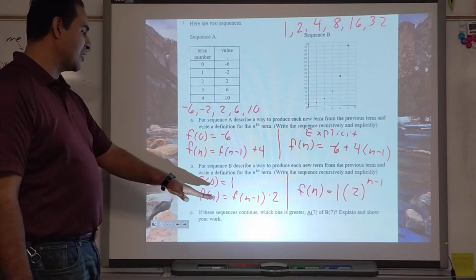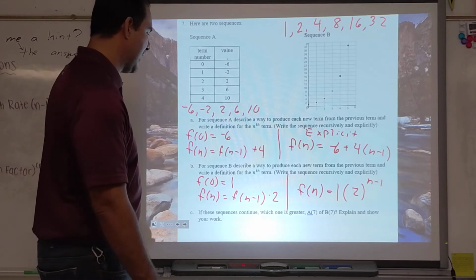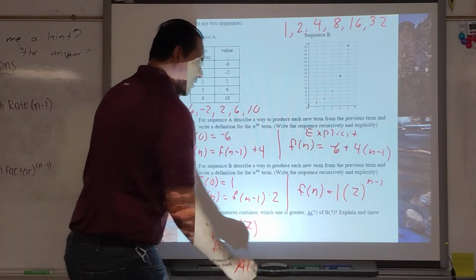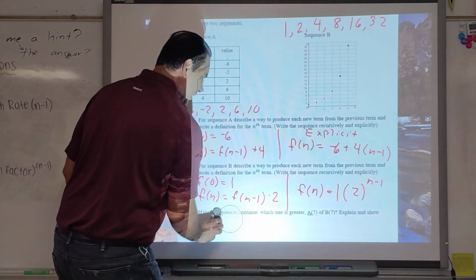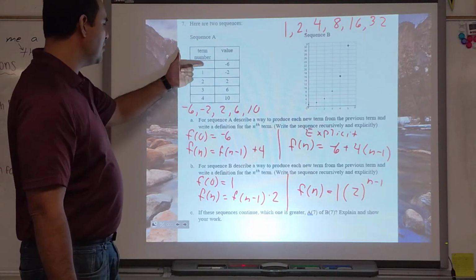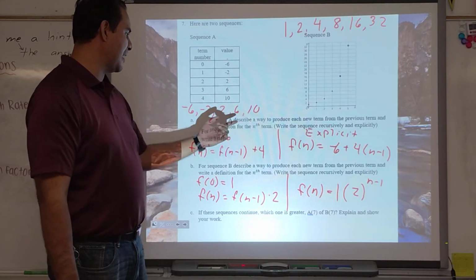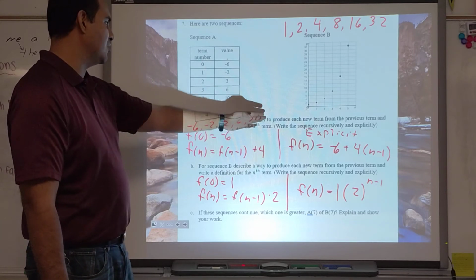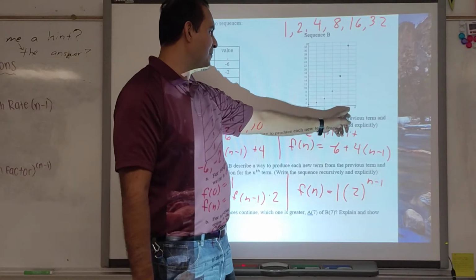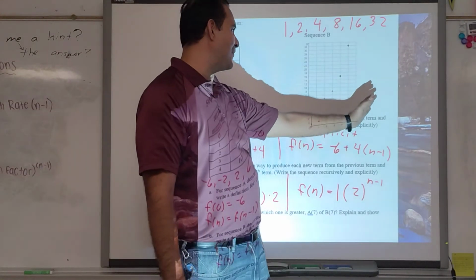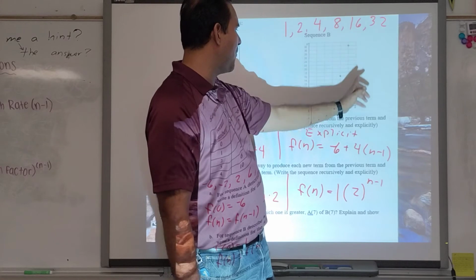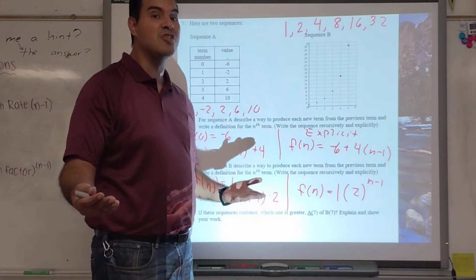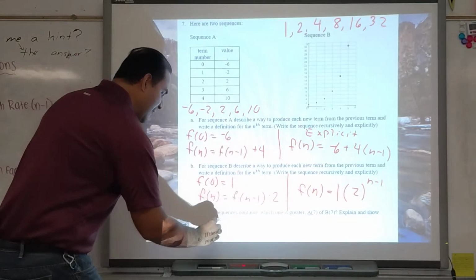Class, if these sequences were to continue, which is going to be greater faster? A of 7, so the seventh term of A, or the seventh term of B. Which one would be bigger? Now, this one's only adding 4 every time. This is the fifth term. So if I were to add 4 two more times, that would be 14, 18. This would be at 18. The fifth term of B is already at 32. So if I went to the seventh term, the sixth term would be 64. The seventh term would be 128. The seventh term of B would be much bigger than A. So I would say B of 7 is bigger.